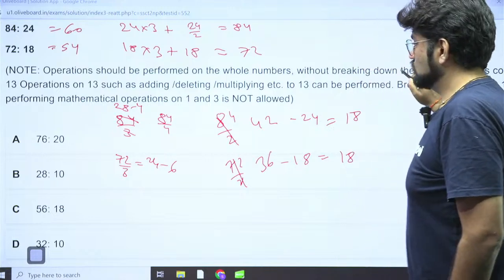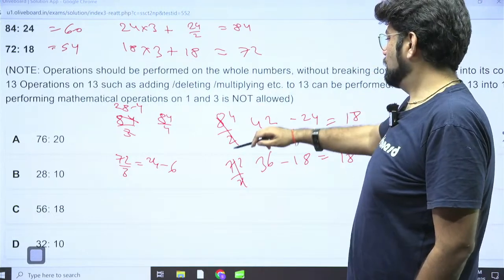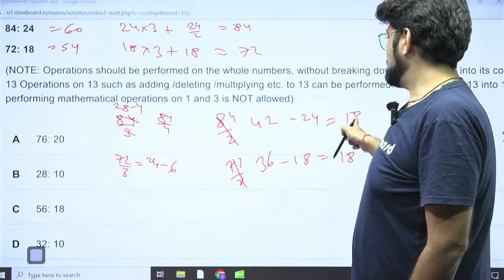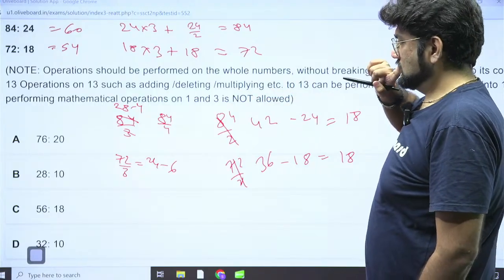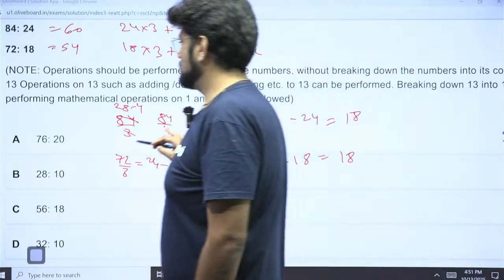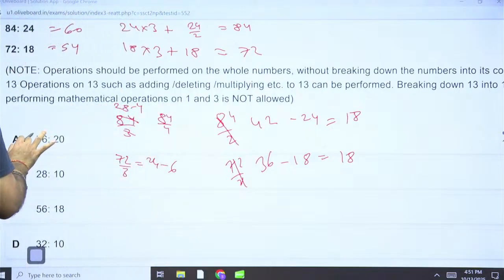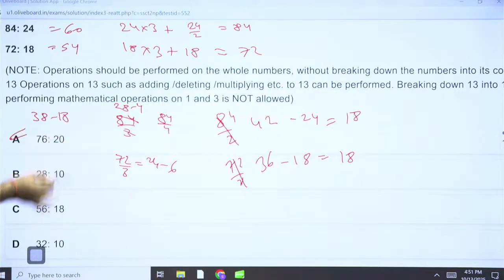Wait. So we are dividing the first number by 2 and we are subtracting 18 from it to get the second number. So we are dividing the first number by 2. So this is 38 subtracted by 18. Perfect. Option A is the right answer.